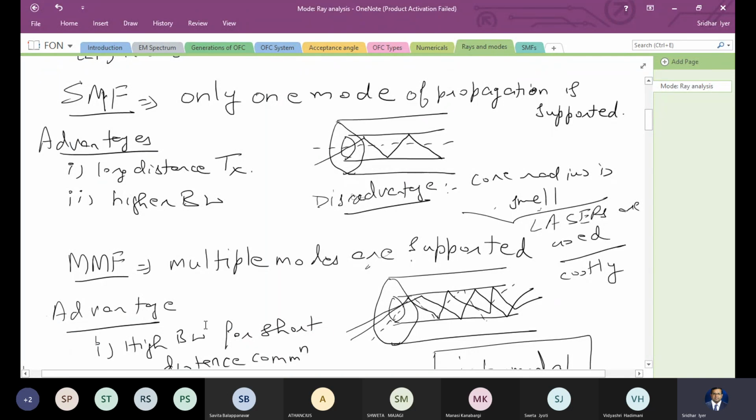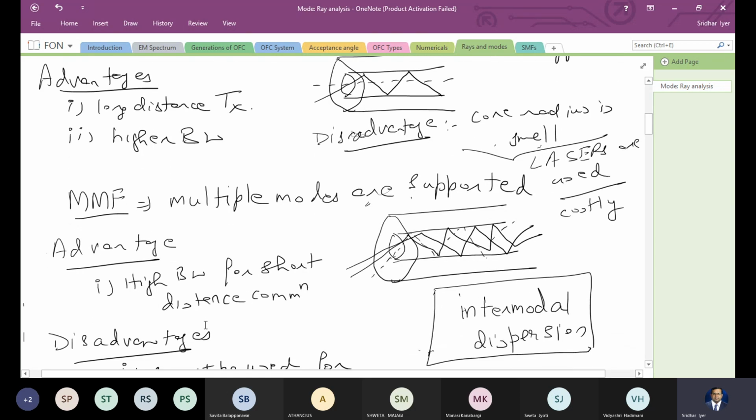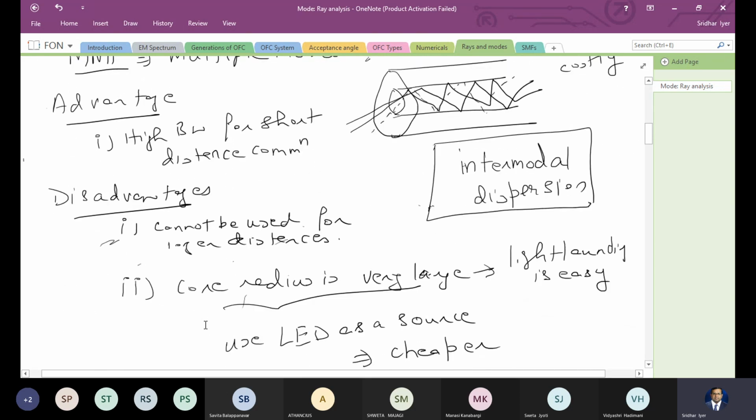On the other hand, the advantage of multimode fiber is that since its core radius is larger compared to single mode fiber, you can use an LED as the source, so it becomes a little cheaper. But there are disadvantages of multimode fiber in terms of intermodal dispersion. We have not yet discussed this intermodal dispersion. In short, this is known as IMD, and we will be discussing it in module 2 when we talk about dispersion.